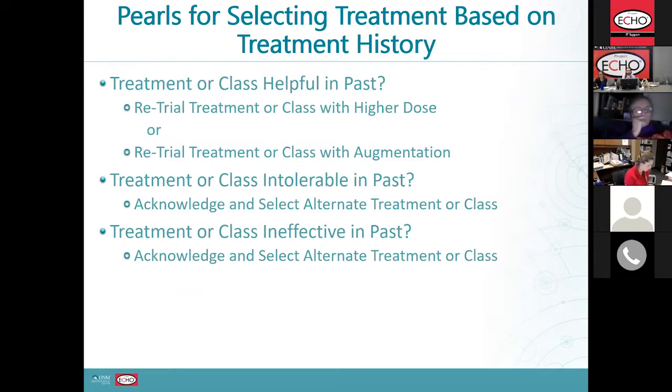If a treatment or a medication class was intolerable in the past, acknowledge this fact and select an alternative treatment or an alternative class of medication. So if somebody says, I couldn't stand taking that sertraline, it caused me to have a lot of nausea and I had sexual side effects, it's probably best to say, okay, let's not do sertraline again. And then you move on to something else. And then if a treatment or a medication class was just frankly ineffective in the past, just acknowledge that and select an alternate treatment or an alternate class of medication.